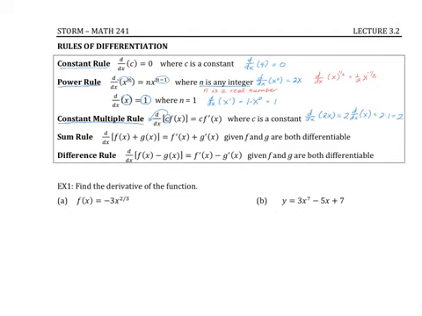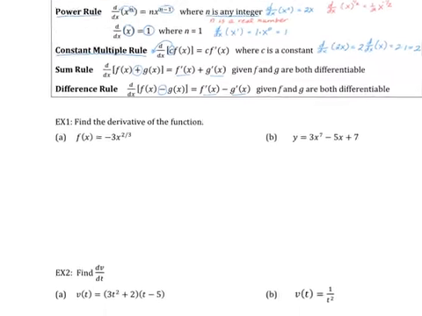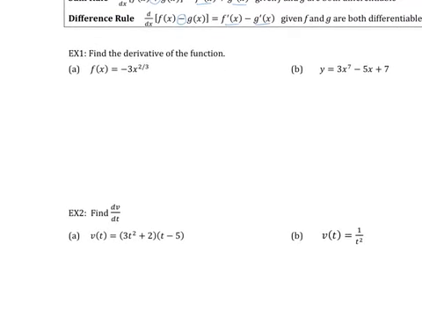And then we have the sum and the difference rule. The sum and the difference rule just says when you're taking the derivative and you're adding or subtracting functions, you can just compute the derivatives separately and then do the addition and subtraction at the end. So why don't we go ahead and work some examples out.